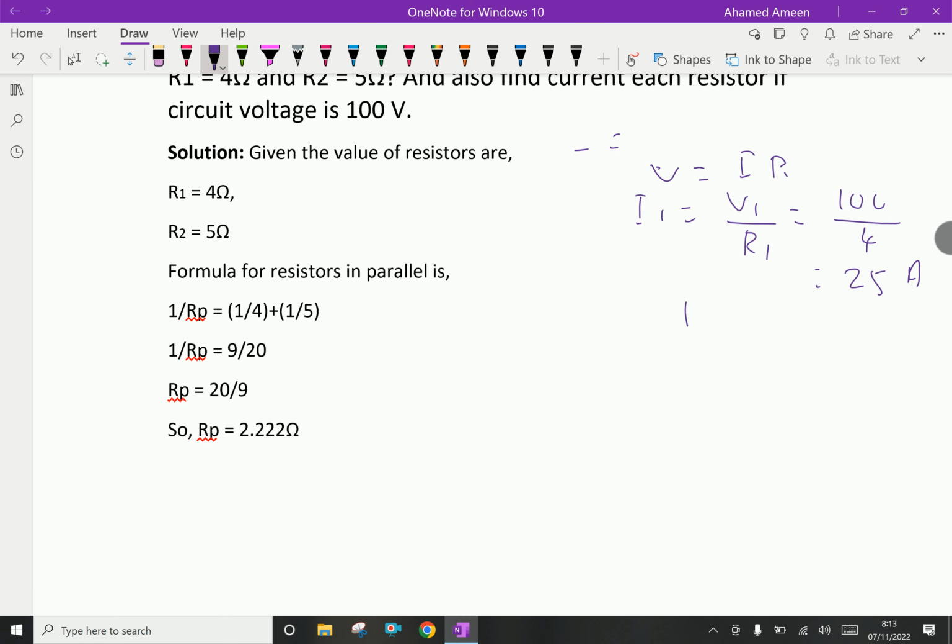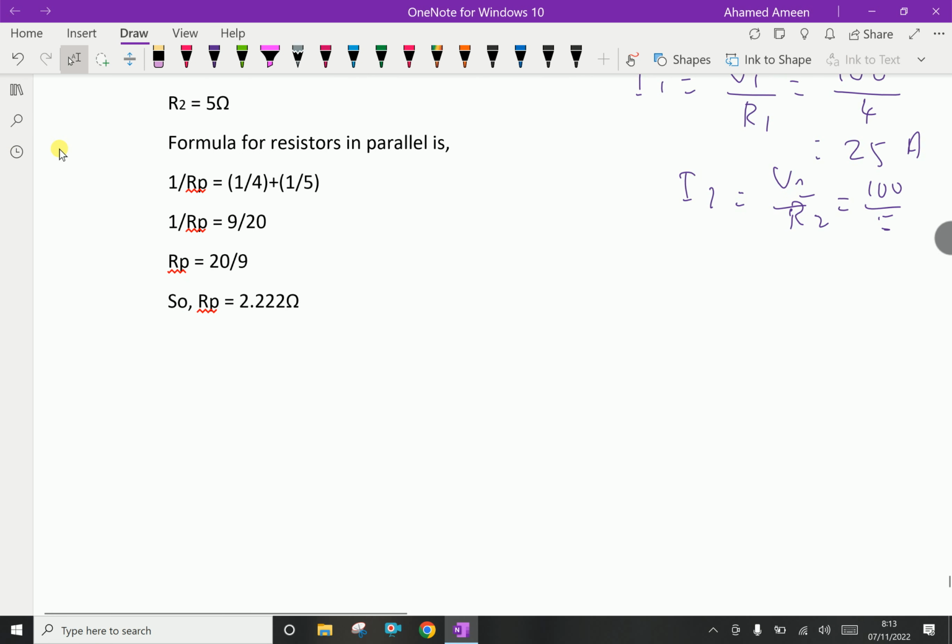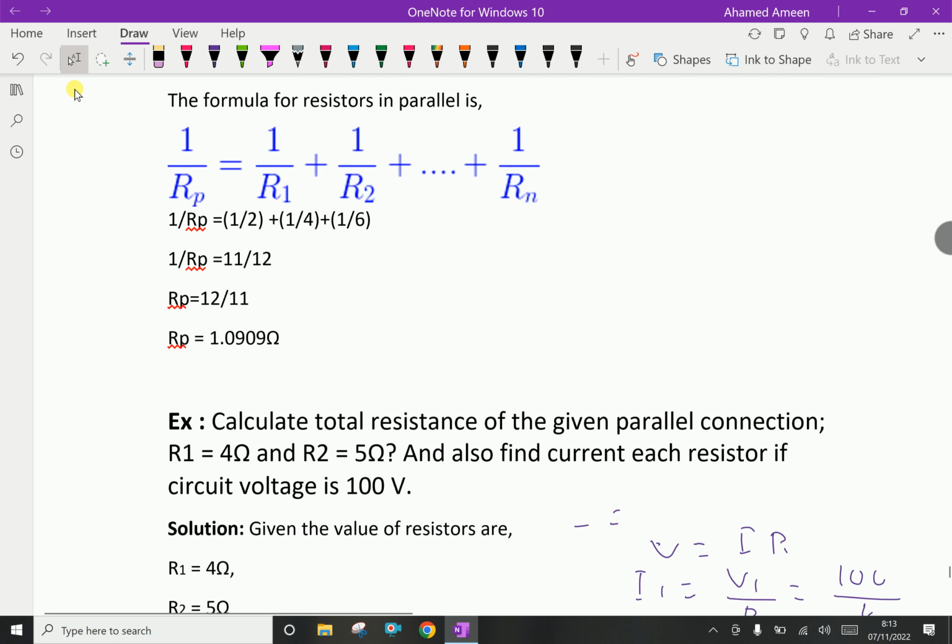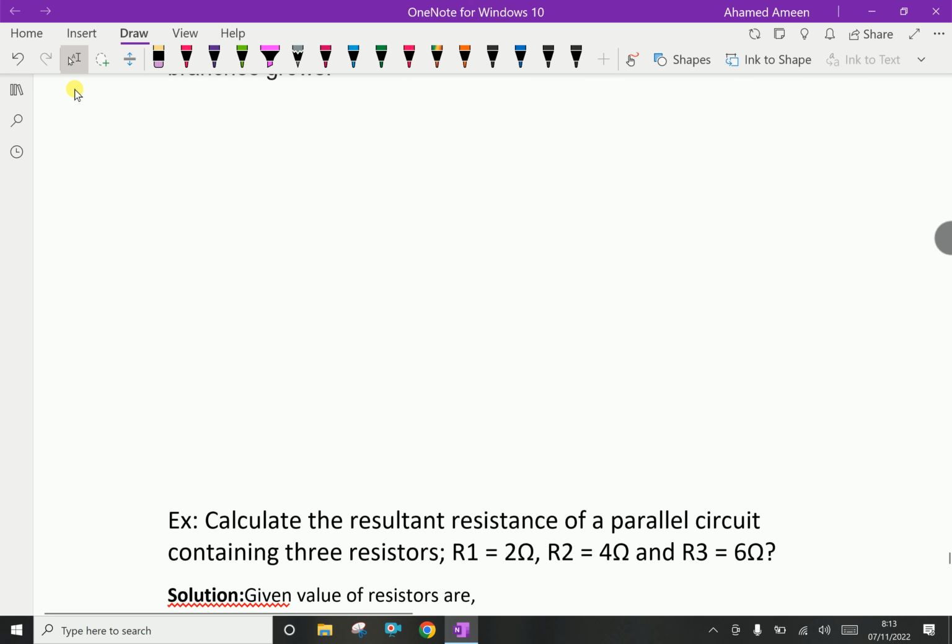The second, I2, equals V2 over R2, which is 100 divided by 5, which equals 20 amps. So far we have covered resistors in parallel and its formula.